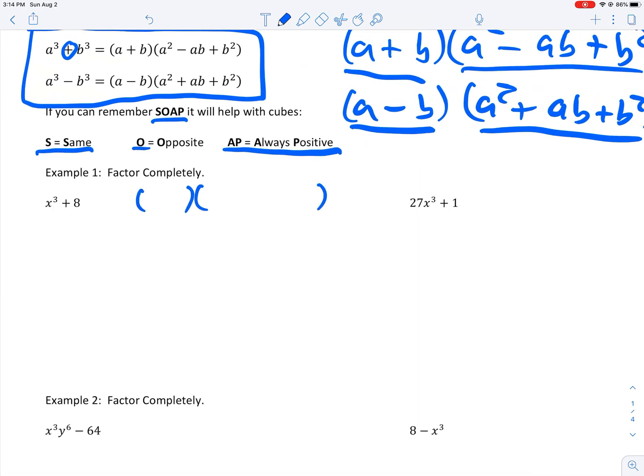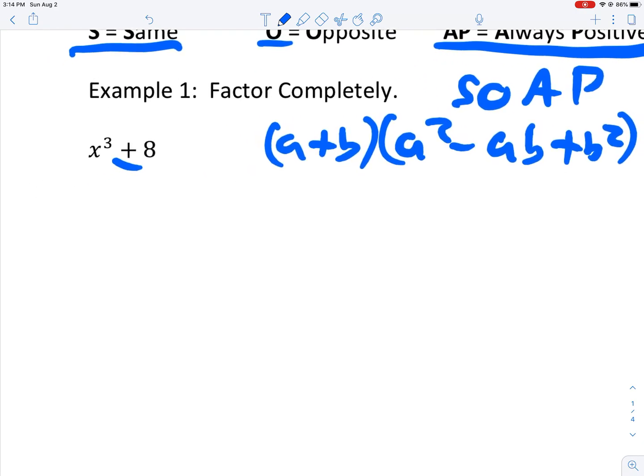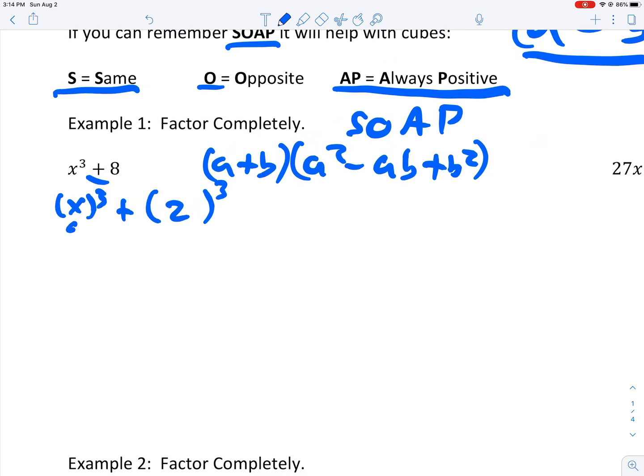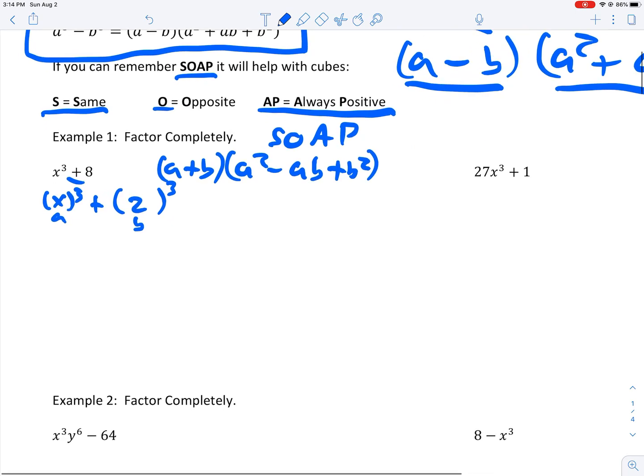So example 1, we have x cubed plus 8. So it's going to be a binomial, trinomial. You have A, you have B, A squared, AB, B squared. Remembering the word SOAP, it's positive, so it's the same sign, plus. Opposite sign, always positive. So now all I have to do is figure out what my A and B are, plug them in, and I'd be done. A is what you're cubing first, so I'm cubing x. B is what are you cubing second? Well, I'm cubing 2, because 2 cubed is 8. So this is my A, this is my B.